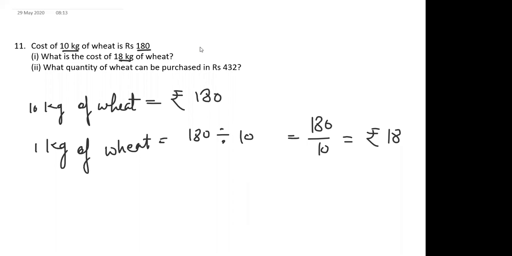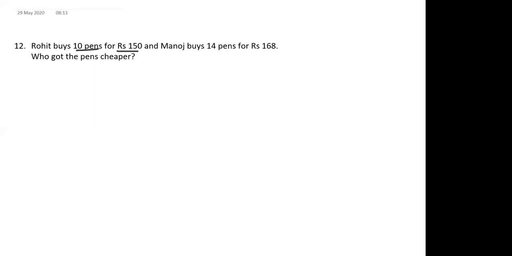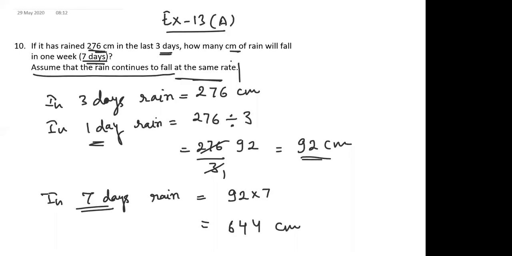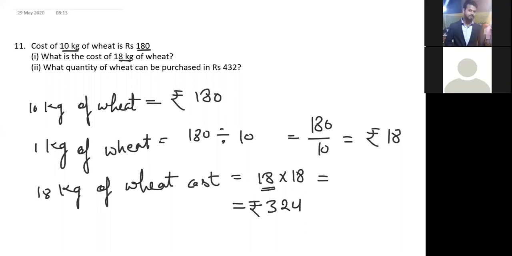So you have to find the cost of 18 kg of wheat. So 18 kg of wheat cost is equal to 18 into 18, the cost of 1 kg of wheat into 18. Okay. So now solve it and tell me the answer. So the right answer was 18 into 18 is equal to 324.